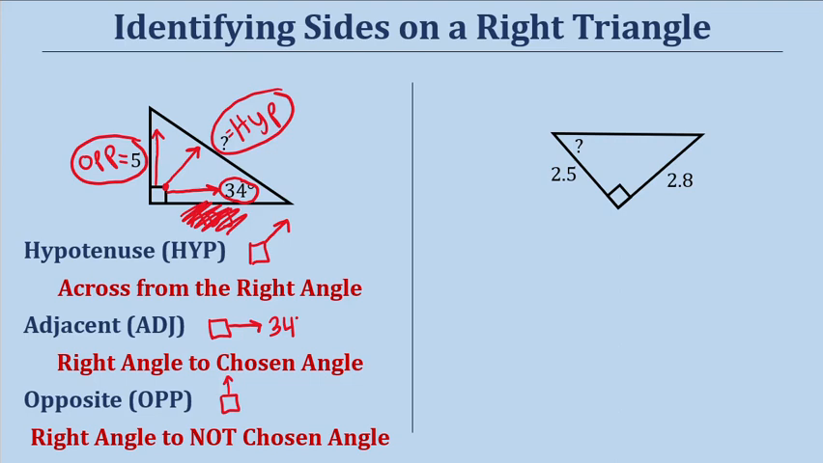Let's move on to another example. This example is slightly different because here we have two side lengths, but on the inside we have a question mark, an unknown.